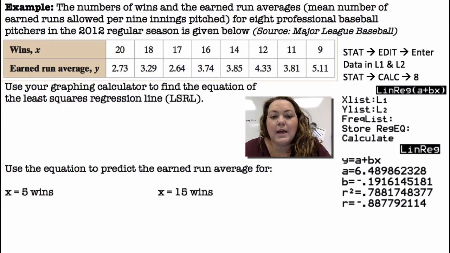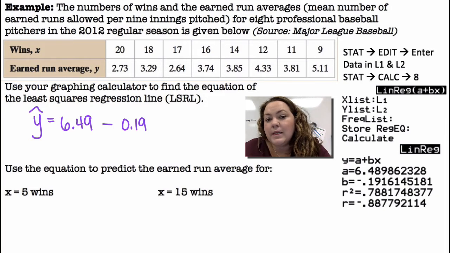So y equals a plus bx, and I'm going to plug that in. It's y hat, where the hat just means those are predictions of my y value. So y hat equals a, which is 6.49, plus b. Well, b was negative, so I'm going to put minus 0.19 times x.